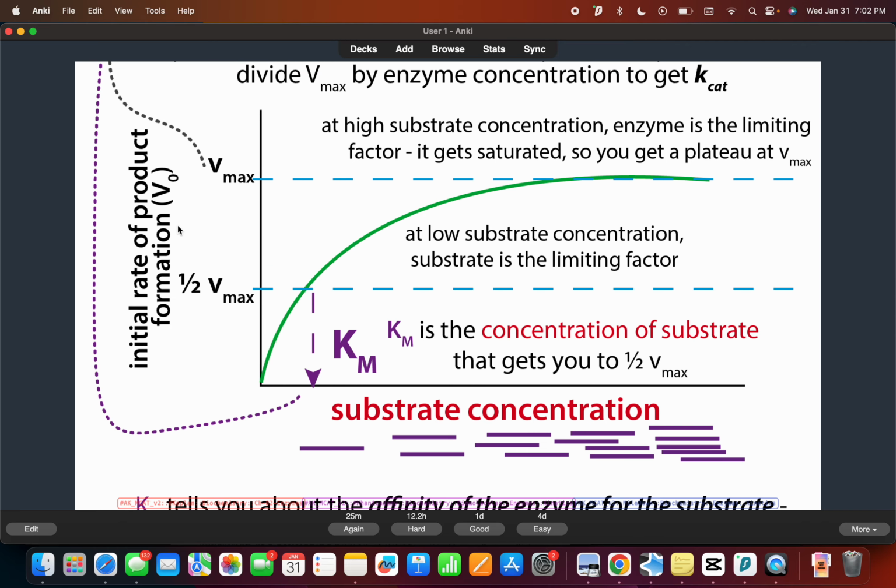So as you can see here, we have initial rate of product formation, V naught, and then at high substrate concentration, enzyme is the limiting factor. It gets saturated, so you get a plateau at Vmax. Then at low substrate concentration, substrate is the limiting factor. Km is the concentration of substrate that gets you to half of Vmax.